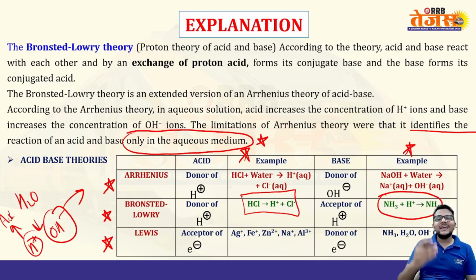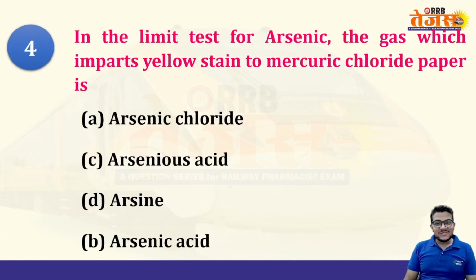Got it? So research went on and a new concept came, the Bronsted theory, the Bronsted-Lowry concept. The Bronsted-Lowry concept tells us which is the proton donor and which is the proton acceptor, and which one we call acid and base. Got it?